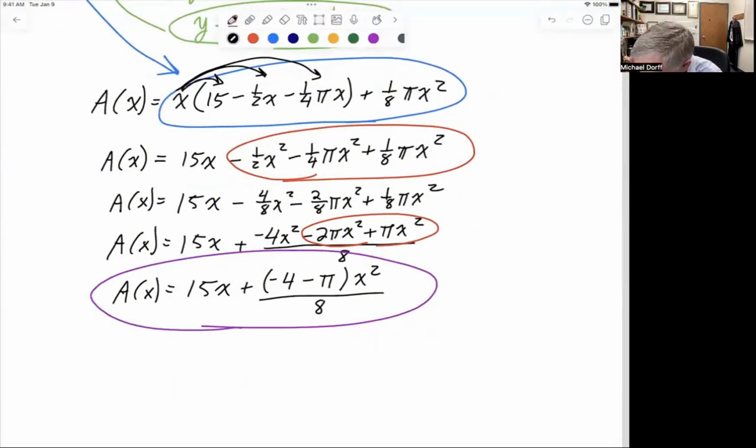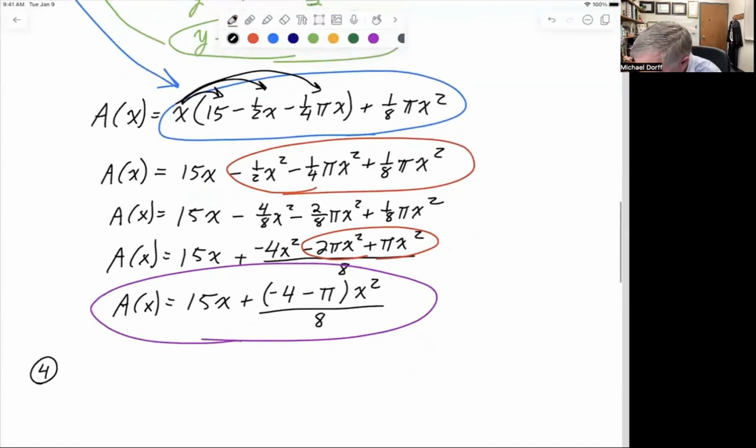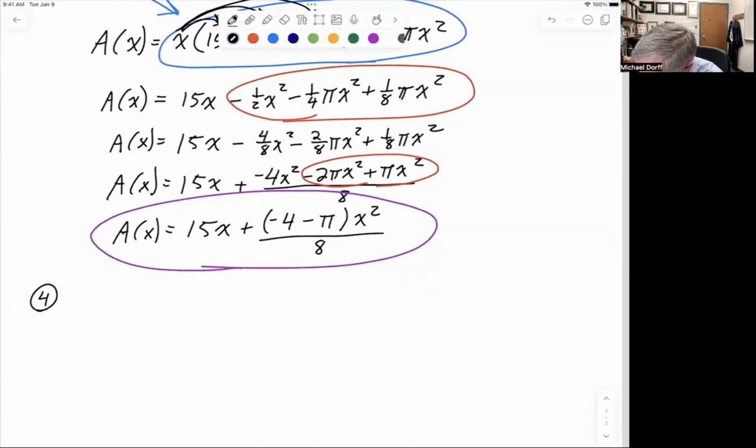So next step now, we have the function we want to maximize in terms of one variable. So then we do step 4, which is to do the second derivative test and find the critical numbers and then find whether those are maxes or mins. So I take the derivative of this. The derivative of this is going to be 15 plus negative 4 minus pi over 8 times the derivative of x squared, which is 2x.